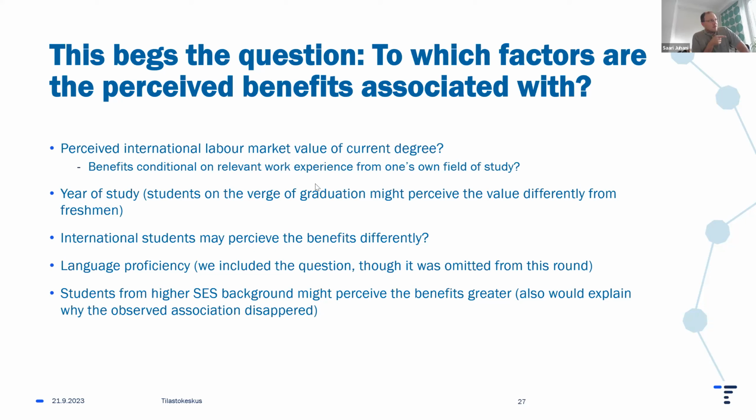Whether or not the perceived international labor market value of the current degree is actually a solid predictor for the experienced utility, and whether or not the year of study matters, as the study progresses: are the experiences of freshmen different from students in the fourth or fifth year of their master's degree program? And then some subjective skills and abilities measures are also included. So language proficiency of students might be associated with the perceived benefit, as well as the previously mentioned socioeconomic background of students.